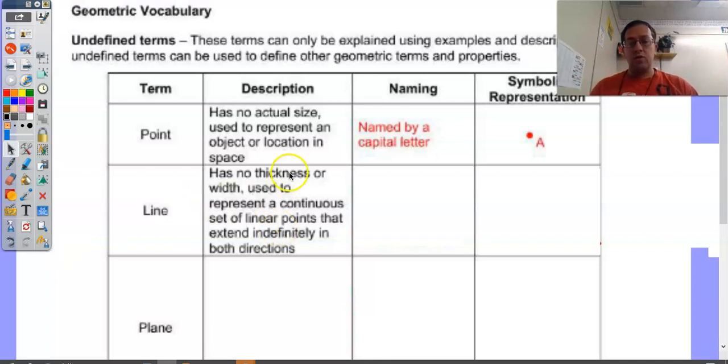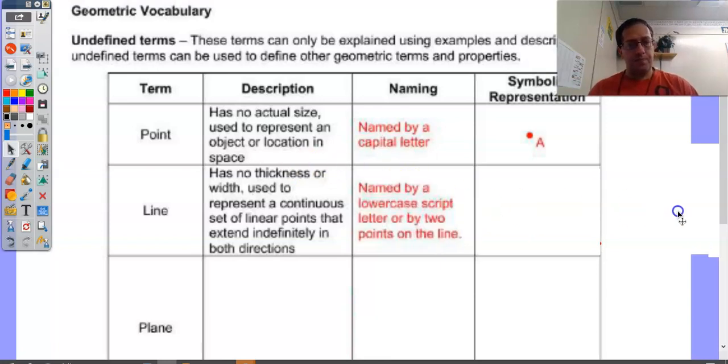And besides that, it has no thickness. So no matter how skinny your pen is, it has thickness. You could measure it. 2 millimeters thick, 1 millimeter thick. It has thickness. It's not actually a line. We're just going to represent a line.